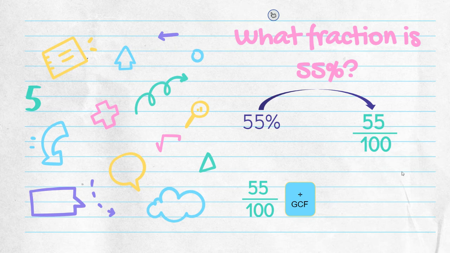So let's divide by 5. It actually happens that 5 is the GCF, so that makes it easy for us. Top divided by 5, bottom divided by 5. We end up with 11 over 20. So 55% is 11 over 20.